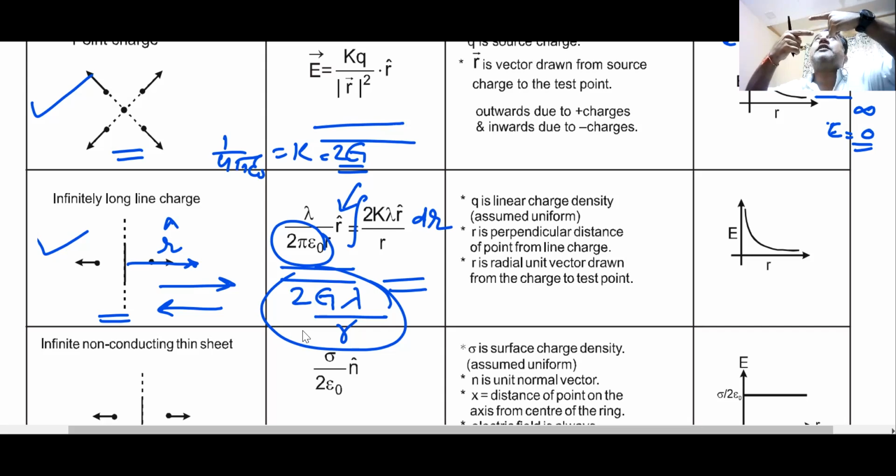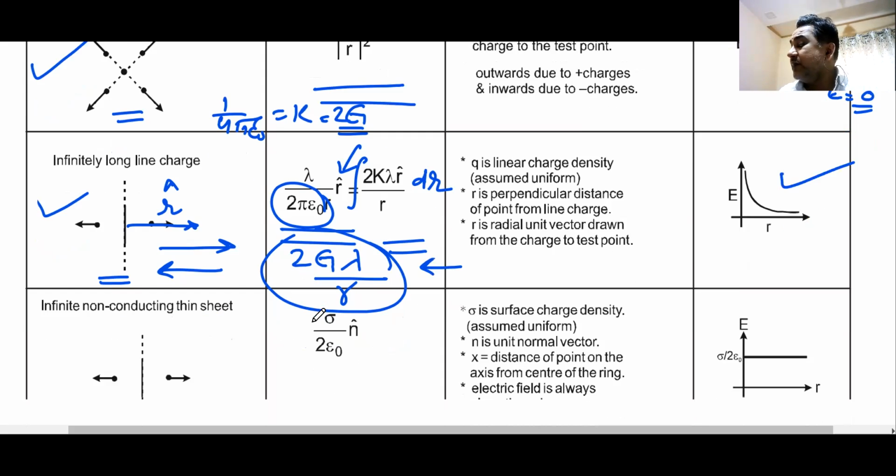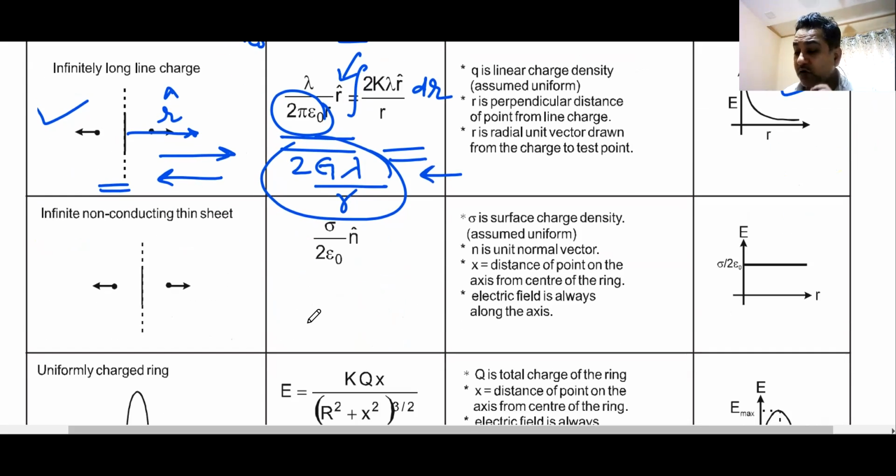For negative charge, it is coming towards. But gravitational field is always directed towards the mass. It is never directed away from the mass. Do we understand this? This is the graph that you must know how it looks.